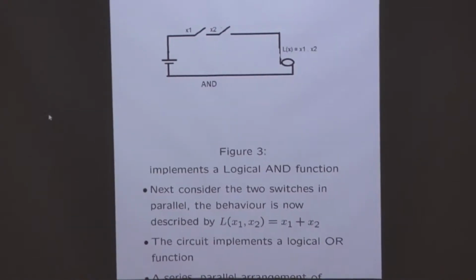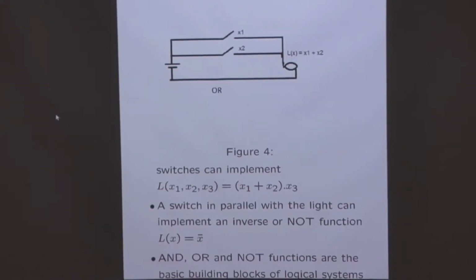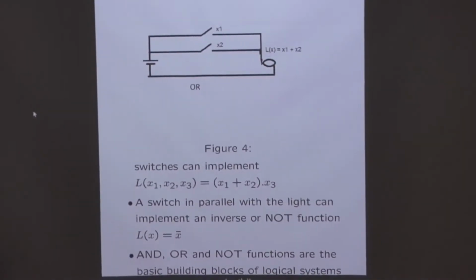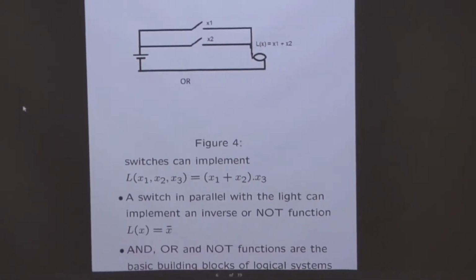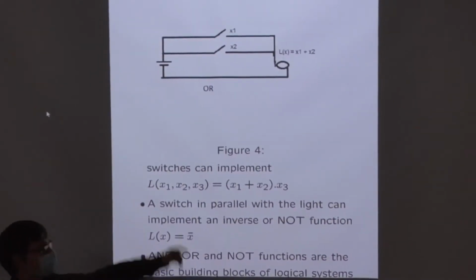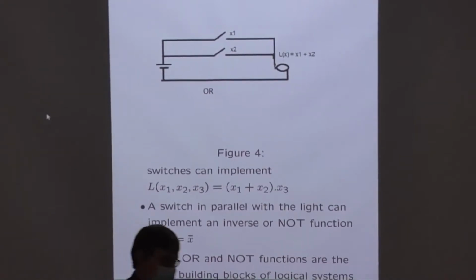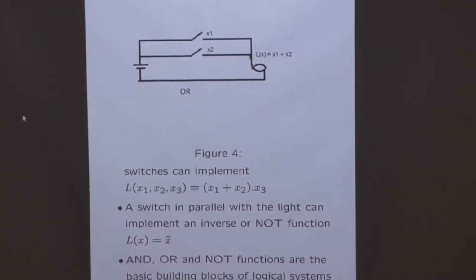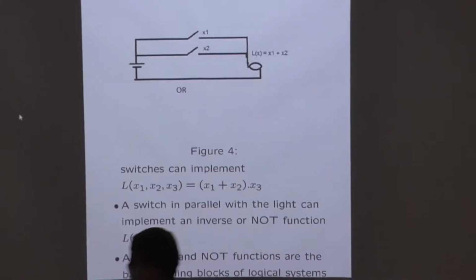So in series is AND. In parallel is OR, because if either x1 or x2 is closed, then the current can get to the light, or the load. Make sense? Good. So far, so good, right?